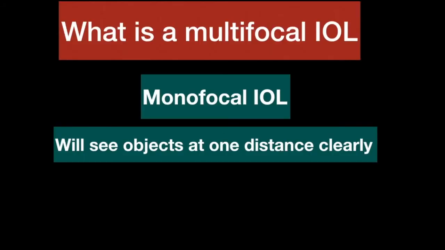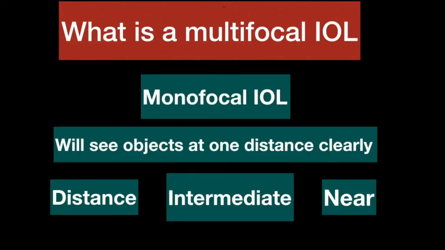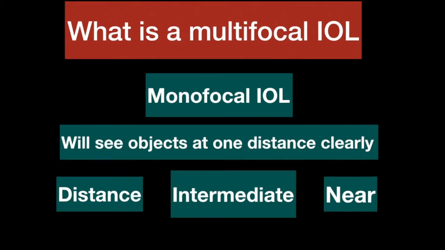So either it can be a distant object or a near object or something which is at the intermediate distance, and that would depend on what correction patient has chosen for himself. In other words, if the power is chosen to give good vision for distance, then glasses are a must for near activity like reading or mobile viewing.